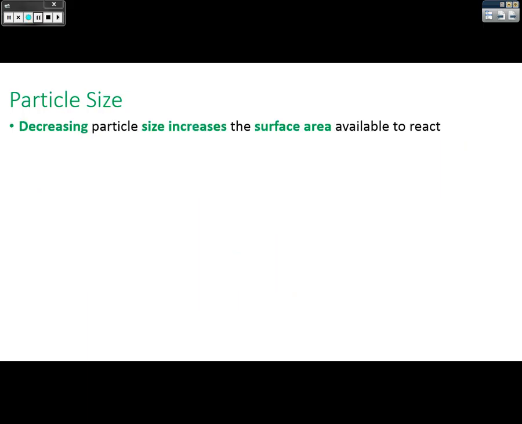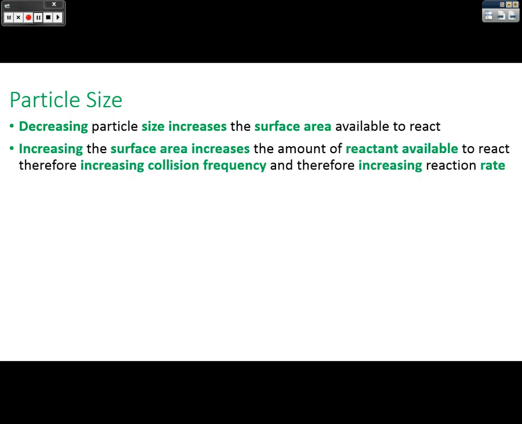So let's next talk about particle size. Decreasing the particle size actually increases the surface area, and it's the surface area of a particle where the reaction occurs. By decreasing the particle size, or grinding it up into smaller and smaller pieces, you increase the amount of surface area available to react. Increasing that surface area means you're going to have more reactant available to react, increasing the frequency of collisions, therefore increasing the reaction rate.